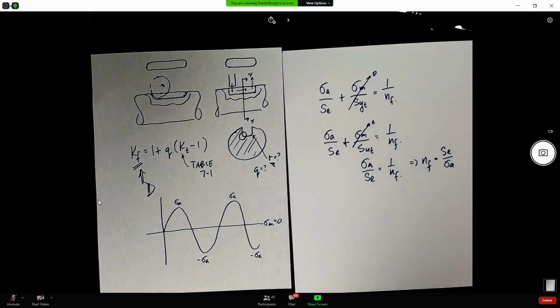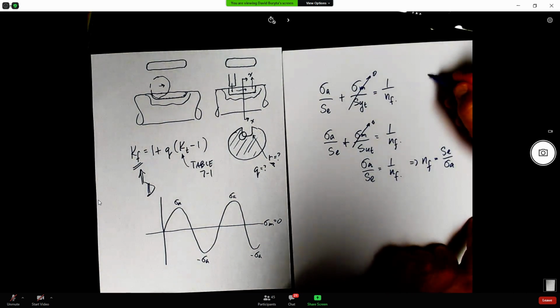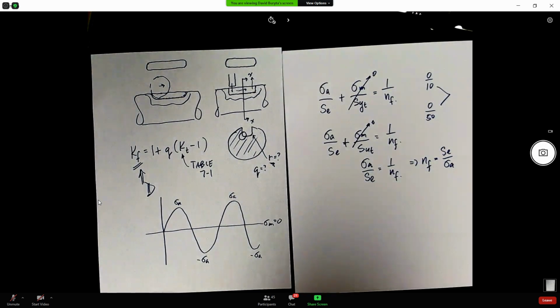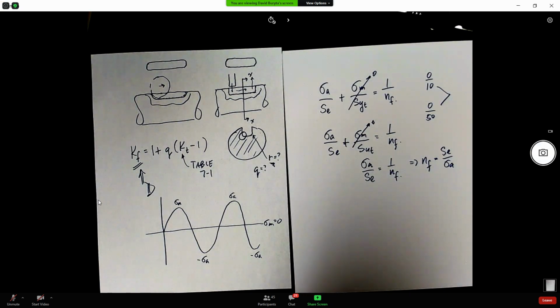That makes sense now? What about the SYT and the SUT? Aren't those different values? Yeah, but let me ask you this. If I have 0/10 or 0/50, what are these both equal? They equal 0. Right? Okay. See what I'm saying?